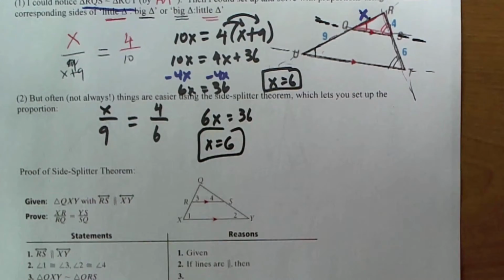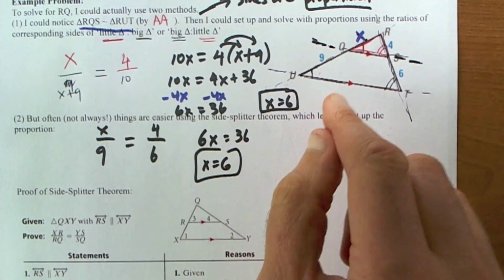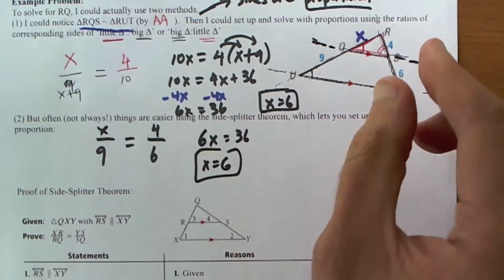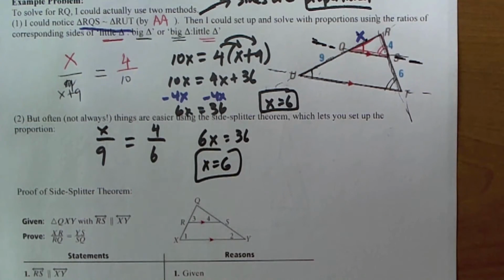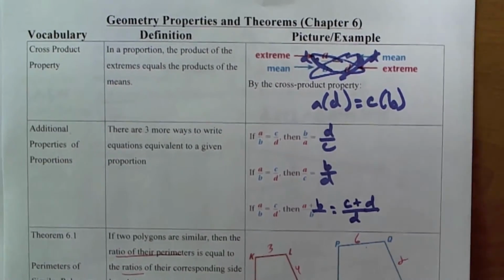And so you can see that it's oftentimes a lot faster to use the side splitter rather than the normal little triangle to big triangle proportion. So let's go ahead and write down the side splitter theorem in our theorems sheet. Let's go to our theorems and postulates sheet on the back.